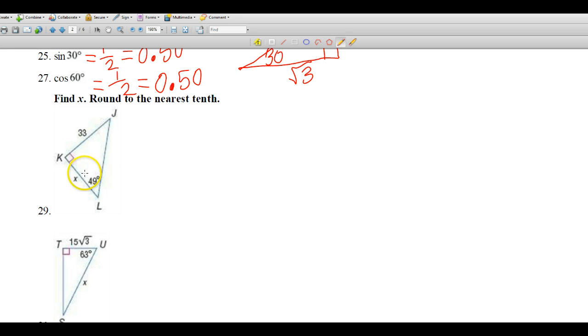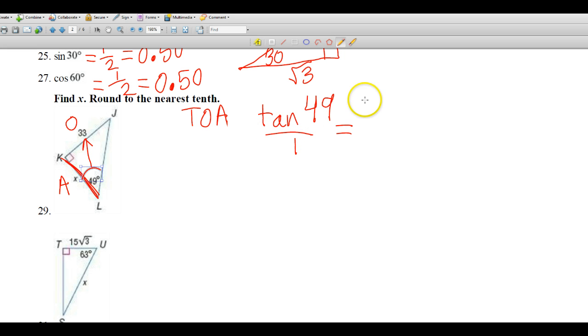To find x on number 29, we want to look from this angle, 49, and we are given the side opposite from that, and we're trying to find the leg adjacent to that. So from SOHCAHTOA, the only ratio that uses both opposite and adjacent is tangent. SOHCAHTOA, opposite over adjacent. So we would set up our proportion as the tangent of 49, put that over 1, is equal to our opposite, which is 33, over our adjacent, which is x.